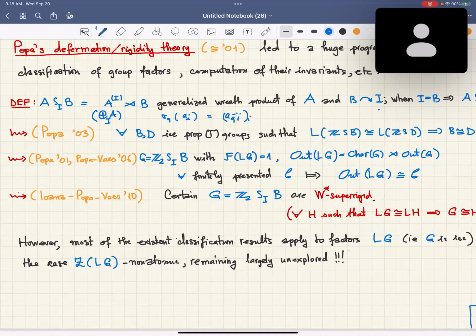Yeah, something like this. And you can take the semi-direct product, and this manifests a lot of rigidity properties. For example, there have been obtained a lot of results here, some of which are, in my view, landmark. One of them is Popa's result from 2003, which asserts that if you take two wreath products, okay, so these wreath products are called regular when I is equal to B.